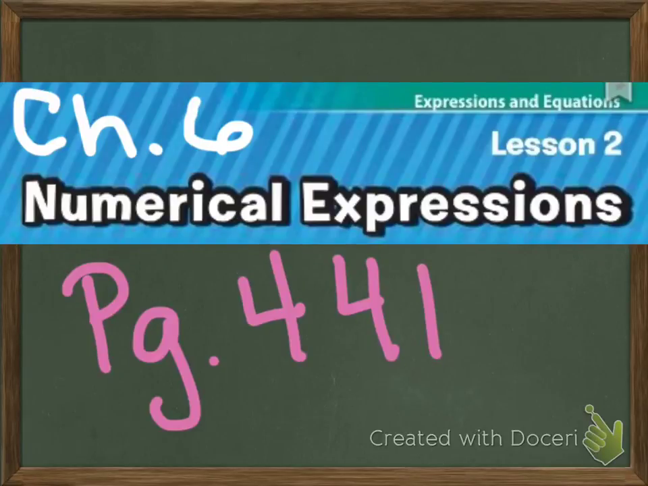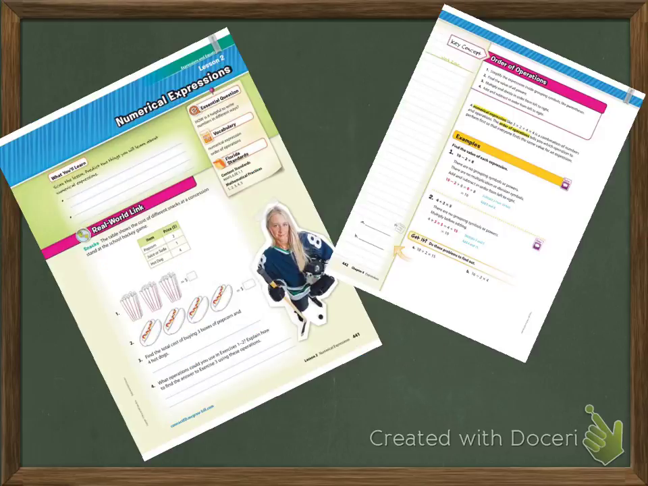All right, we're going to be covering Chapter 6, Lesson 2. So that's 6.2, Numerical Expressions, beginning on page 441. So please make sure you're open up to page 441. It should look like this.